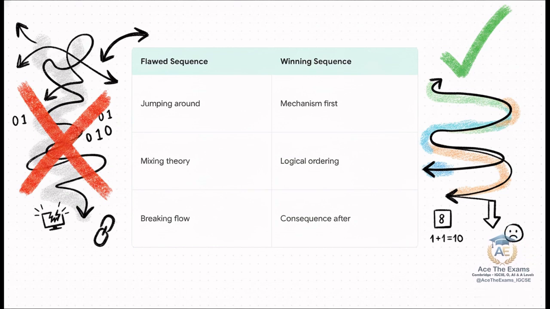A winning sequence, on the other hand, is perfectly chronological. You explain the underlying mechanism first, the mathematical addition of the binary numbers. Then you explain the physical capacity limit, the hardware of the 8-bit register. Then you explain the physical result, the dropped 9th most significant bit. And only finally, at the very end, do you state the consequence, the corrupted user data or the system failure. Never do those steps in the opposite order.